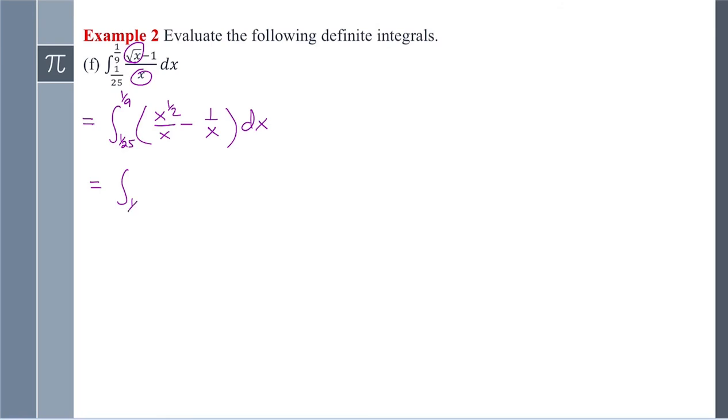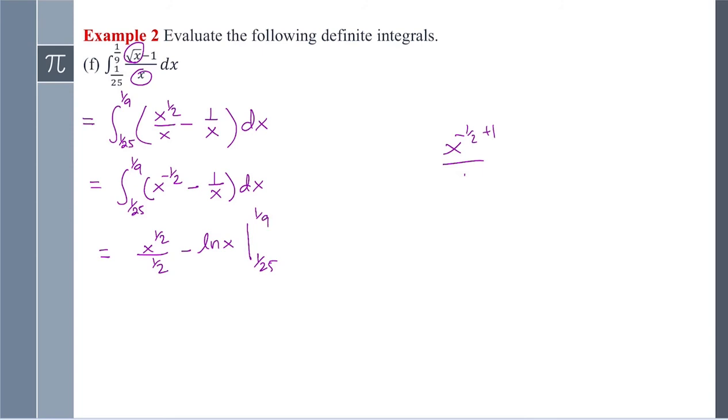So from 1/25 to 1/9, this is x to the negative 1/2 minus, let's leave this as 1 over x, because the antiderivative of 1 over x is natural log of x. So we can just write that like that. Okay, so now the antiderivative of x to the negative 1/2: we add 1, which is 1/2, and we divide by 1/2. So this is x to the 1/2 divided by 1/2 minus natural log of x. And we go from 1/25 to 1/9.